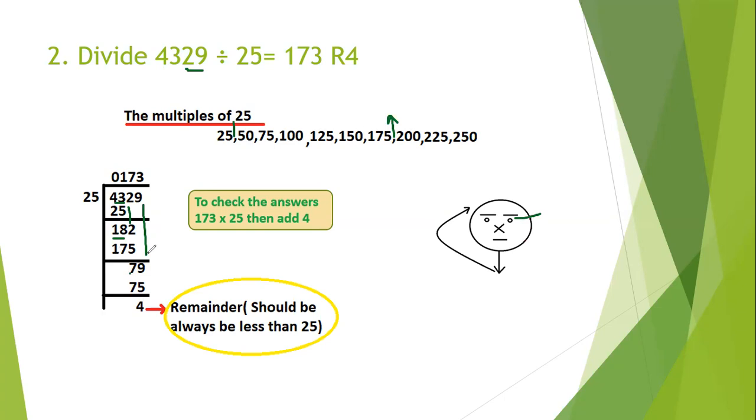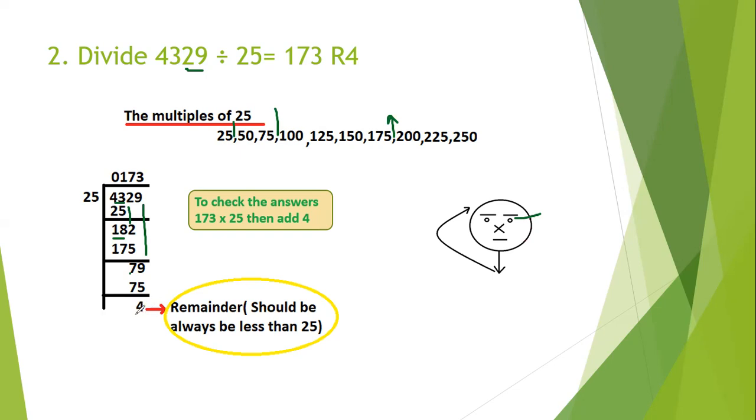79. It's also not divisible by 25. I can find it here. Okay, so 79 is between 75 and 100. How many multiples before 79? 1, 2, 3. 3 times 25, you can also use the multiples. 3 times 25, 1, 2, 3, equals 75. When you subtract, the remainder is 4.